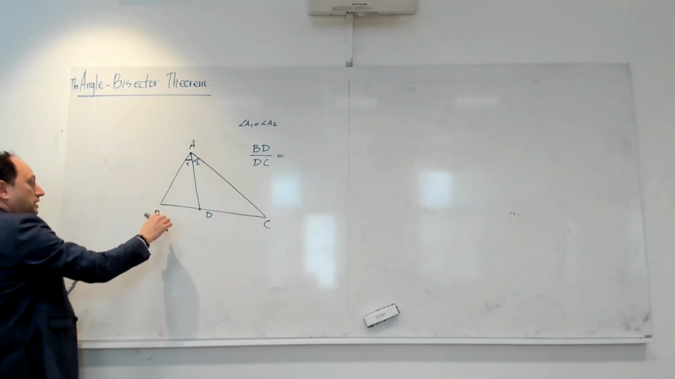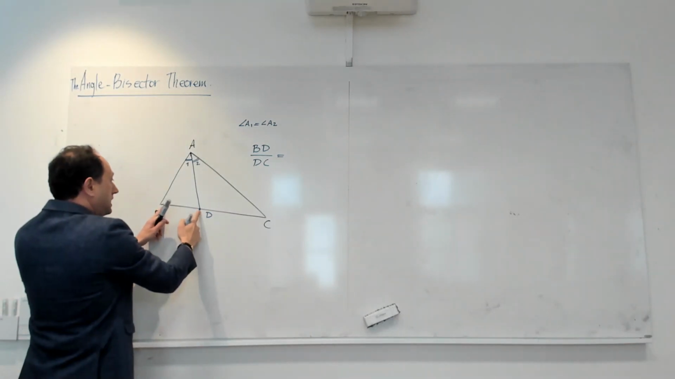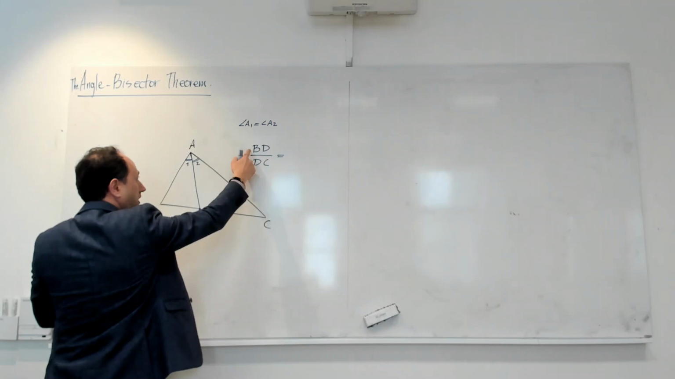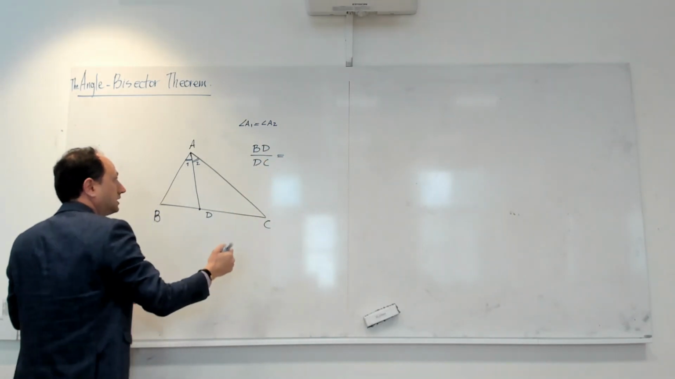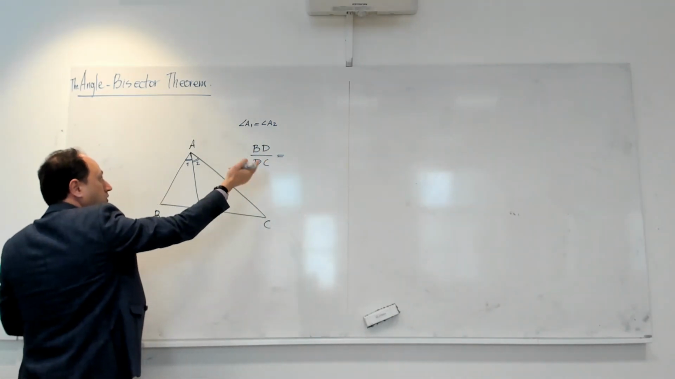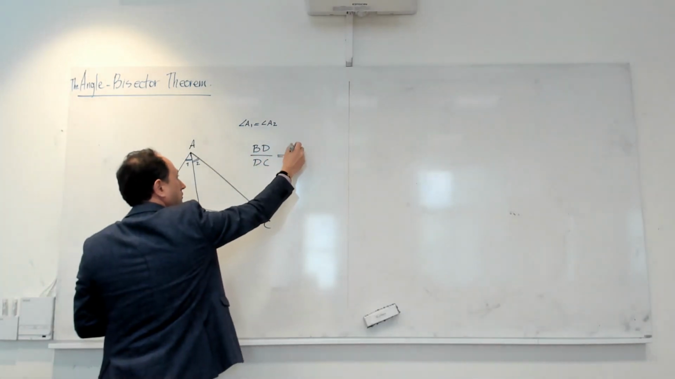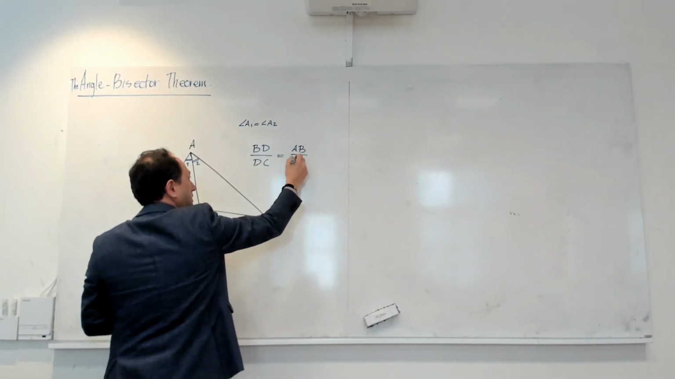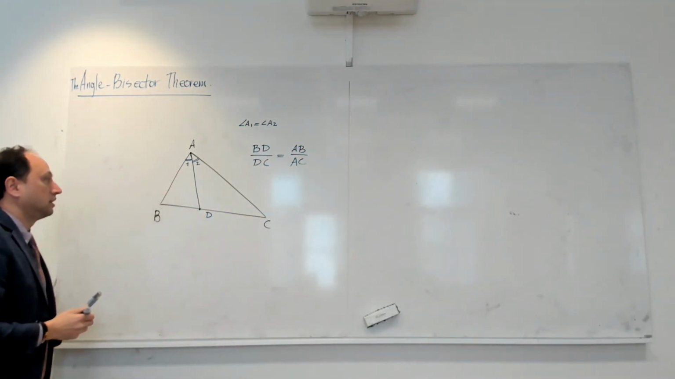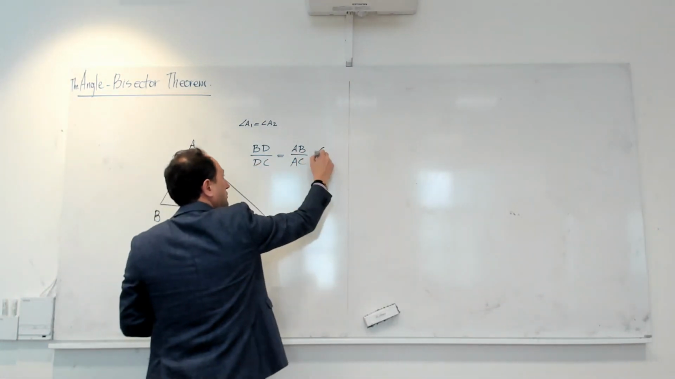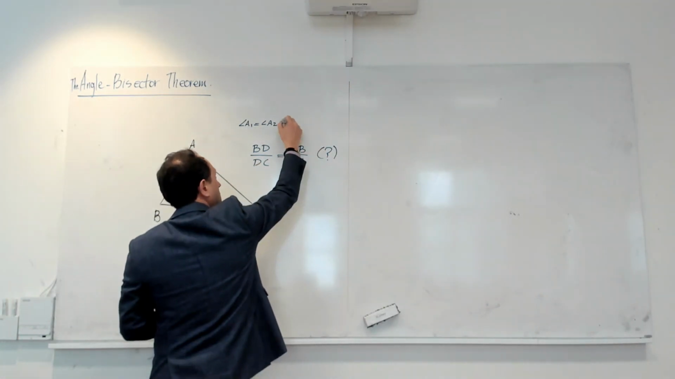is exactly equal to the ratio of the corresponding sides. So it means that if you measure this length and that length and then divide them, you make up a fraction. This fraction turns out to be always equal to the fraction AB over AC. Of course, this is what we want to prove. This is what we have.